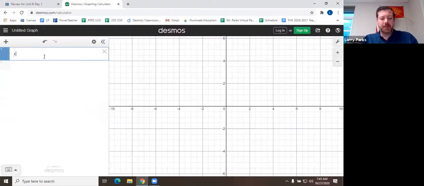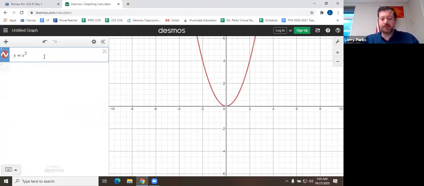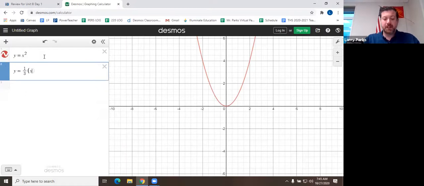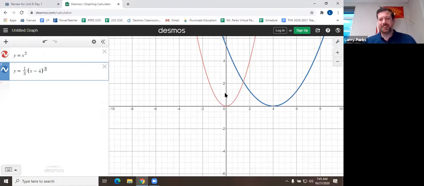So they were talking about the parent function x squared, and they were saying which function moves it to the left. So I'll type in all of them. I'll say, okay, 1/3 x minus 4 squared. Did that move it to the left? No, it moved it to the right. So not that one. Bye-bye.